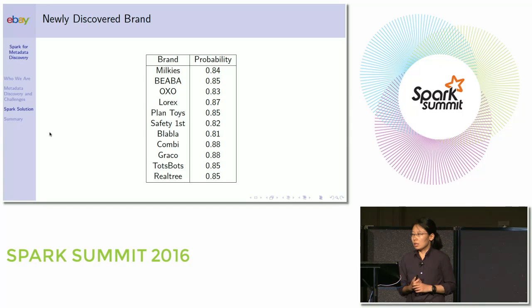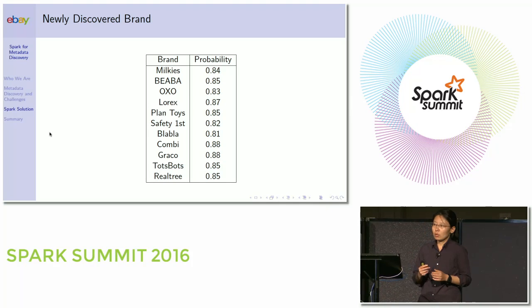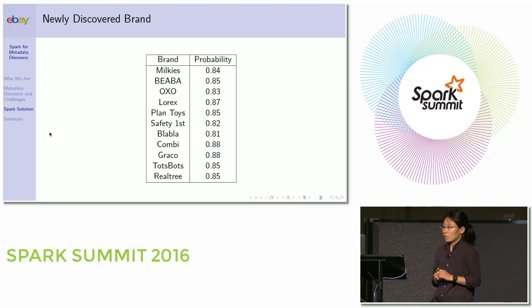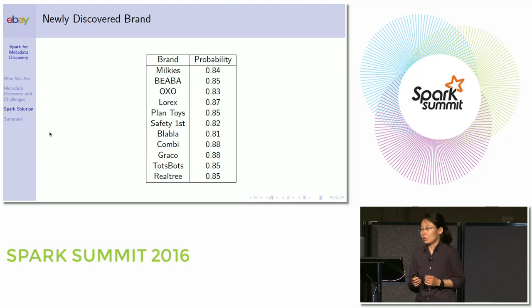Here are some example outputs. So basically, in the output, we also provide the probabilities so that other teams can rank and decide which predictions they want to use based on different thresholds. And also, you can see that those newly discovered brands are not straightforward at all. For human reviewers, you would really have to do a lot of Google searches to verify them.